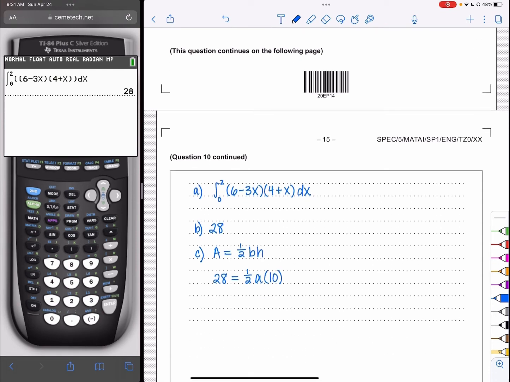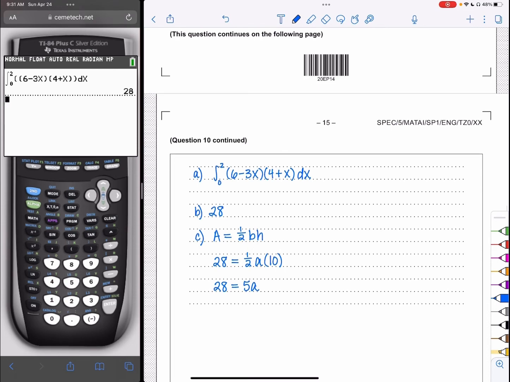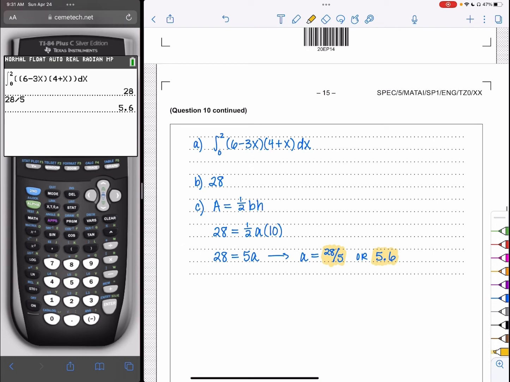So I'm going to end up having that 28 is equal to 5 times A. And then, of course, that will end up giving me that A is just equal to 28 over 5. If you want to put it as a decimal, you can. You can say that is equal to 5.6. Either or, that's fine. Fraction or not fraction, doesn't make a difference. So either one of these will have been my answer here. All right, so those are my answers.